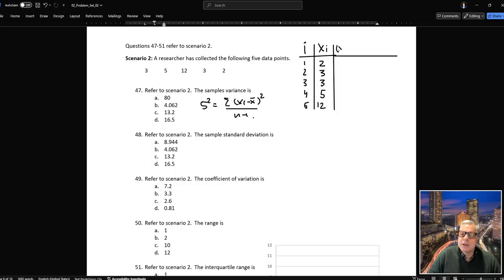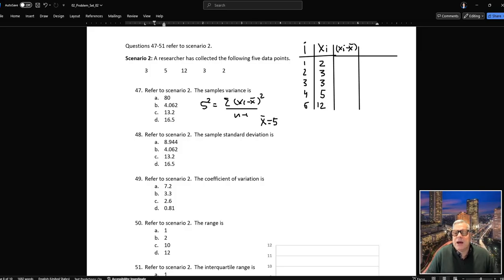And call that xi minus x bar. So that means I need to calculate first the mean. So that should be easy. We have 5 observations, so 2, 3, 3, 5, 12. So 25 over 5 gives us a mean of 5.